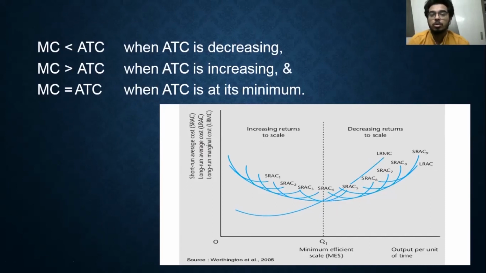Right? So again, when the marginal cost curve is lesser than the average total cost curve, we are in increasing return to scale. It is economies of scale. When the marginal cost curve is above the average cost curve, this is diseconomies of scale, and we are in the decreasing return to scale.